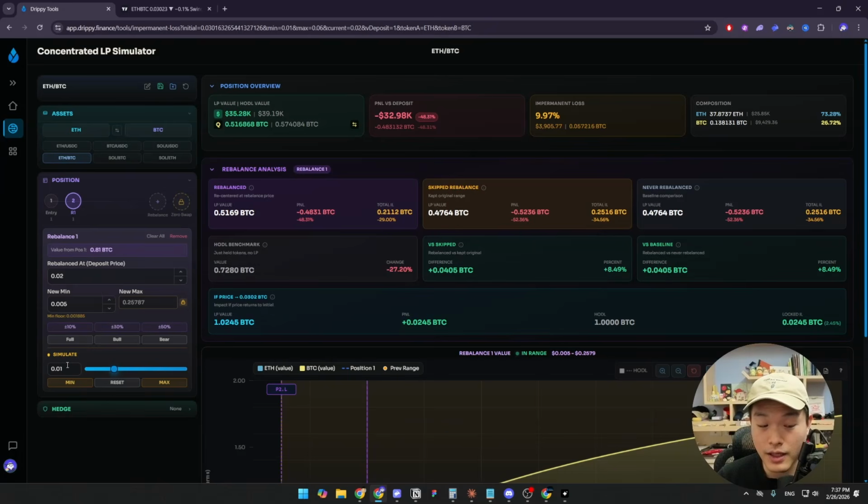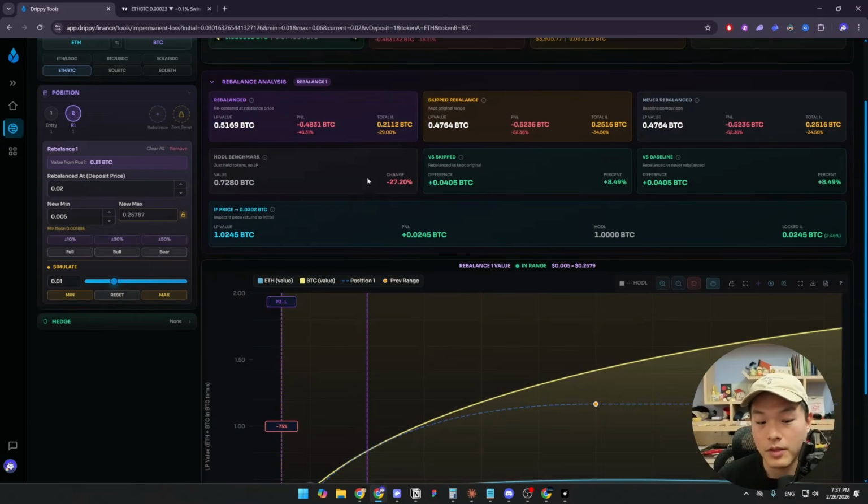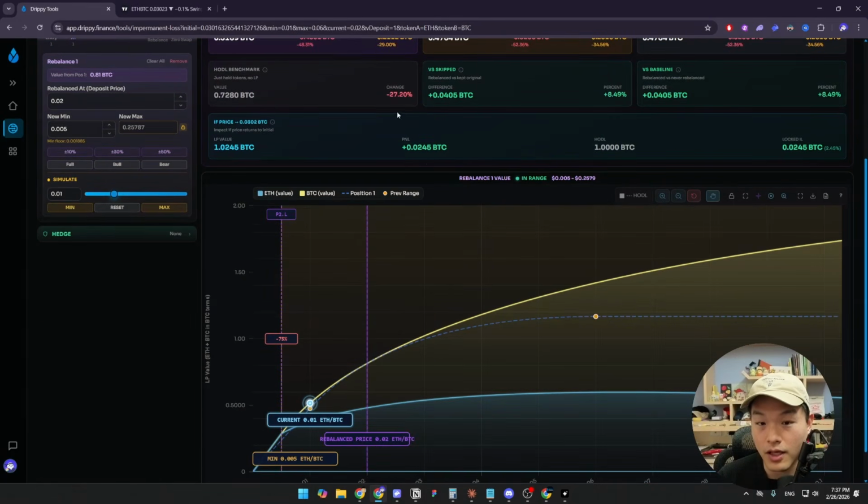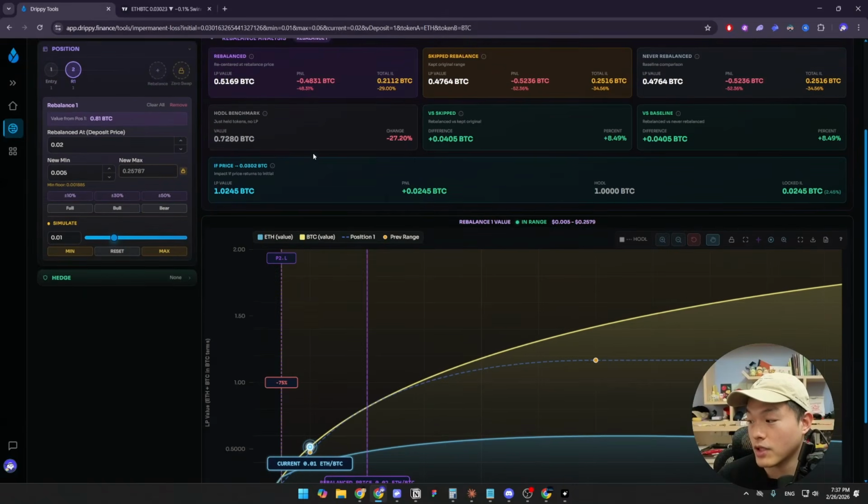And you can see that if I change the simulation price to 0.001, I would have about 0.5169 BTC. And you could see the comparison too. So if you skip the rebalance, you would have 0.4764, right? So it is a little bit of an improvement, but the main benefit again is that you're not locking in any impermanent loss, and then you're also able to stay in range for longer.